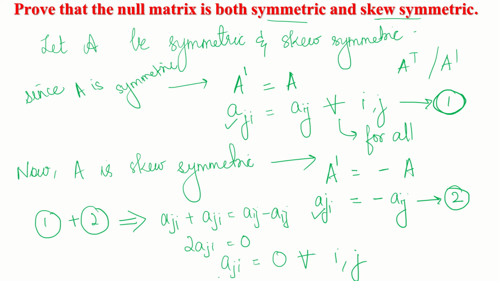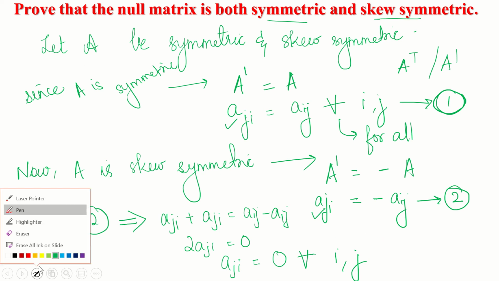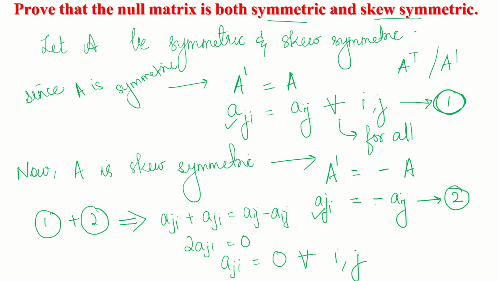Therefore, what can we infer from here? We can say that A is a null matrix. Hence proved. You should also write hence proved.